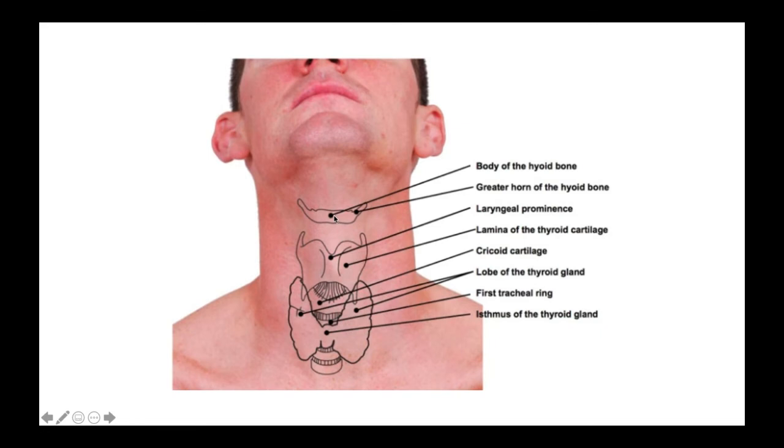Now, the reason why I point this out is you're going to see a group of muscles that have the word hyoid in it, or thyrohyoid, or cricohyoid, or cricothyroid. You're going to hear these names that are a little bit tricky, so it's important to know where these parts are in relationship to each other. So again, hyoid, thyroid, cricoid.